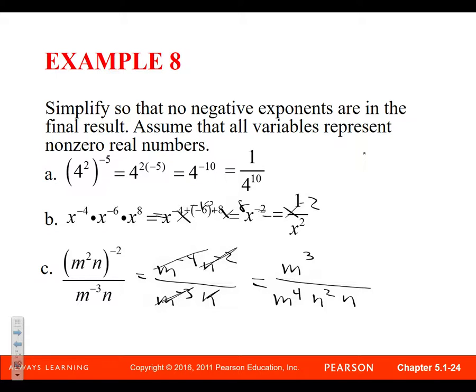Now I can see those have the same base, don't they? Those 3 on the top are going to take out 3 at the bottom. They're going to make 3 1s, leaving me with 1 m in the denominator. And then n to the second times n is n to the third. What's left up on top? A 1. And you're good to go.